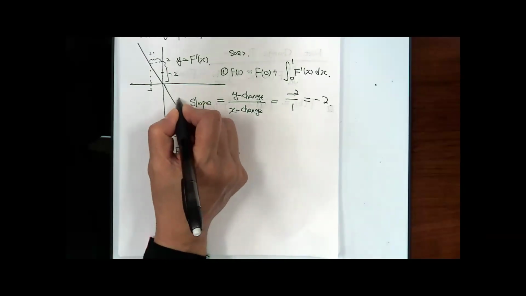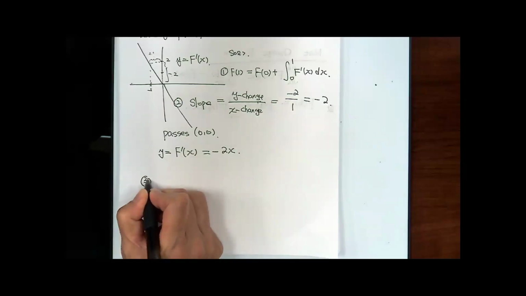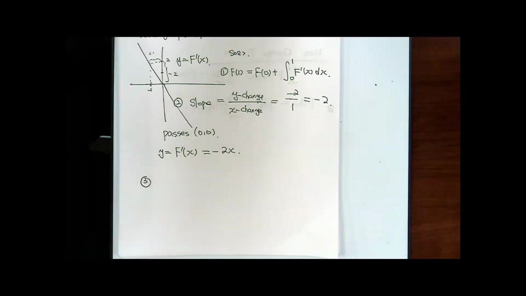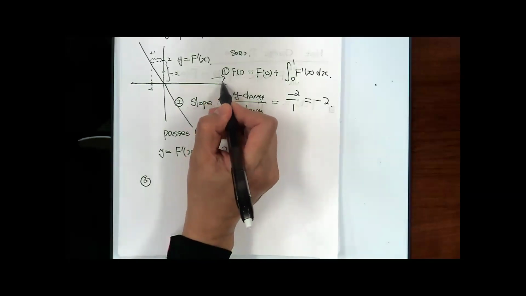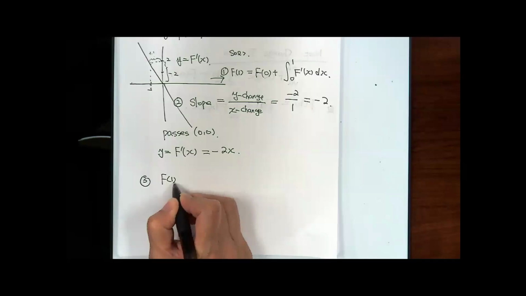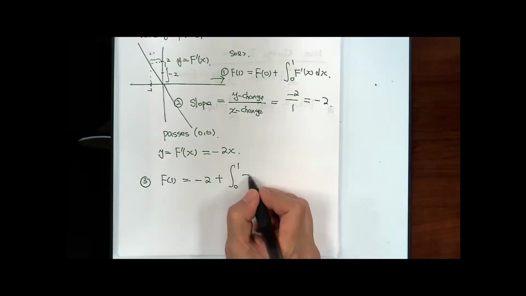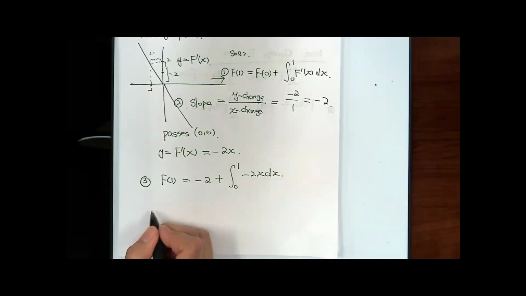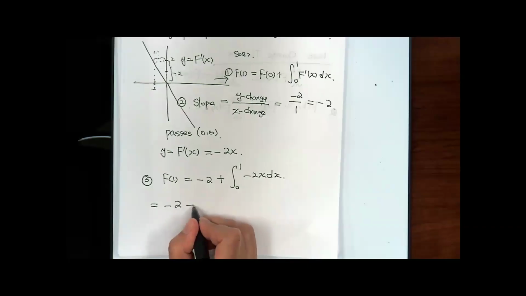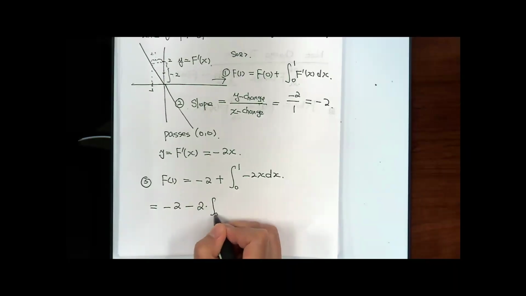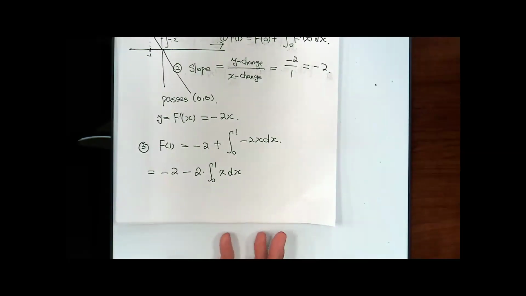Now we are ready to figure out f of 1 because we know this net change theorem. So f of 1 equals f of 0, which is minus 2, plus integration 0 to 1 f prime, which is minus 2x dx. So what is this? This is minus 2 minus 2 times integration 0 to 1 x dx. Everybody knows what the integration of x is, right? What is that? Yeah, right.